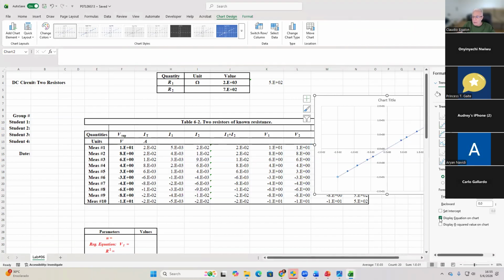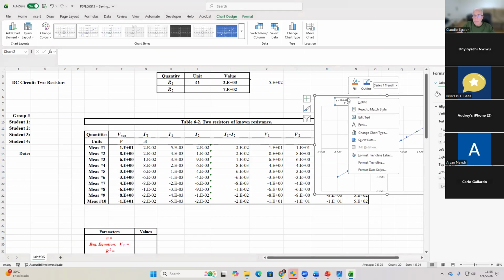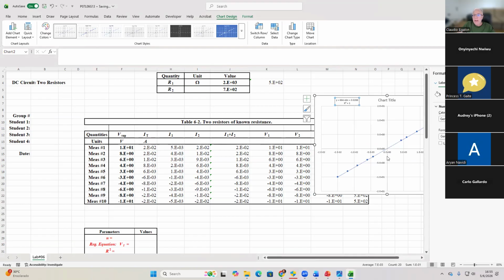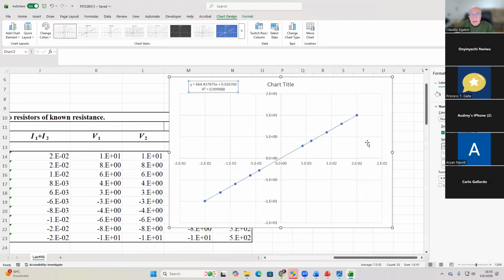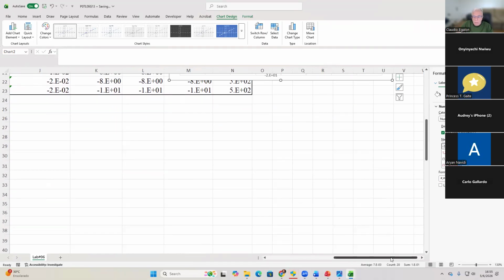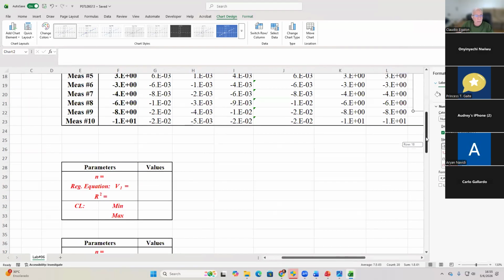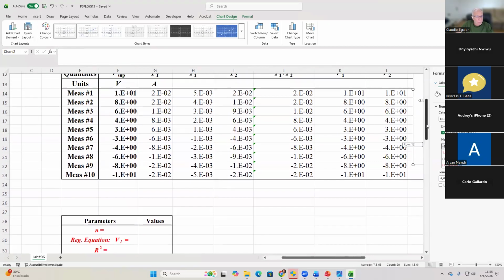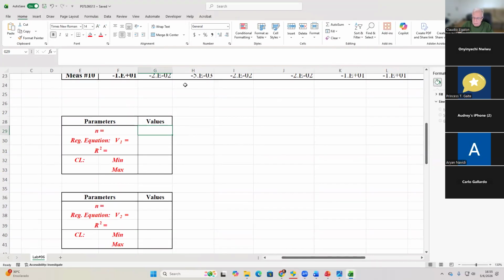Add trend line, display equations on chart. You should get R square equal to 1, right? But we format trend line label. Number, let's put a 6 there. Let's see what we get. 0.999, 4 nines, 8, 8. We are talking about how many n's? N is 10.